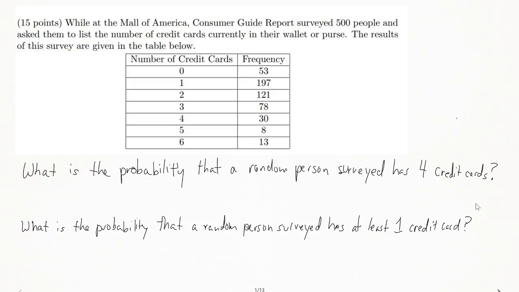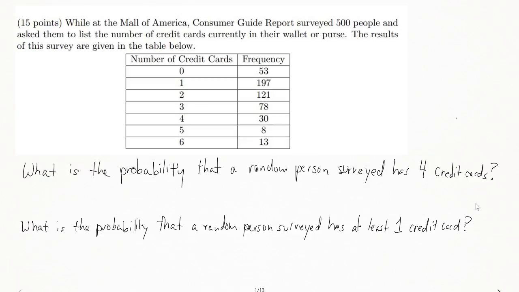While at the Mall of America, Consumer Guide reports surveyed 500 people and asked them to list the number of credit cards in their wallet or purse. The results of this survey are given below. So we have the credit cards ranging from 0 to 6. 0 credit cards had 53 people, 1 credit card had 197 people, 2 credit cards had 121 people, 3 credit cards had 78 different people, and then there were 30 people that had 4 credit cards, 8 people that had 5 credit cards, and 13 people that had 6 credit cards.